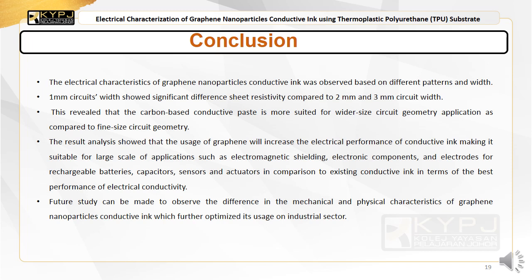The result analysis showed that the usage of graphene will increase the electrical performance of conductive ink, making it suitable for large scale applications such as electromagnetic shielding, electronic components, and electrodes for rechargeable batteries, capacitors, sensors, and actuators, in comparison to existing conductive ink in terms of the best performance of electrical conductivity.